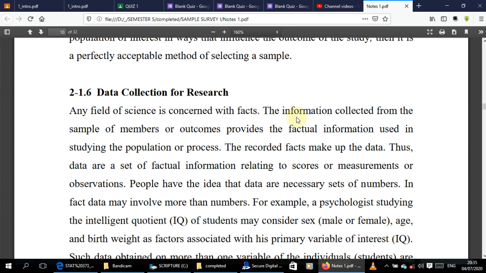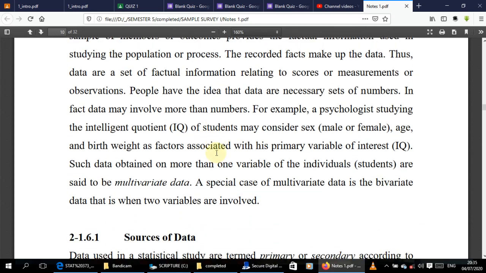The information collected from the sample of members or outcomes provides the factual information used in studying the population or process. So all that you are setting up your survey for is to get that data and then try to process that data.